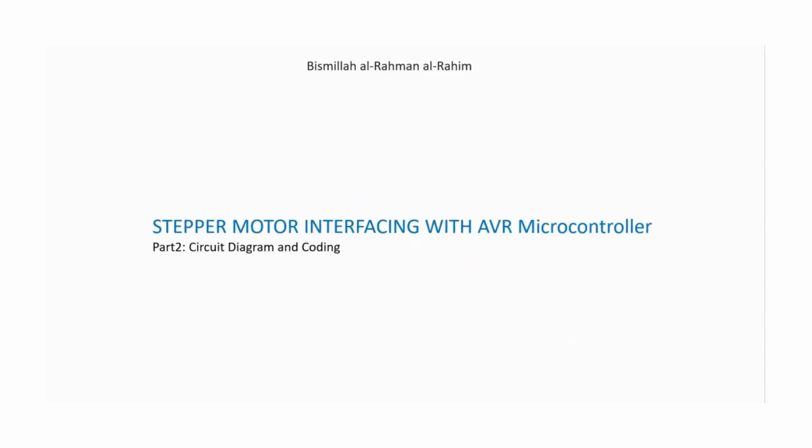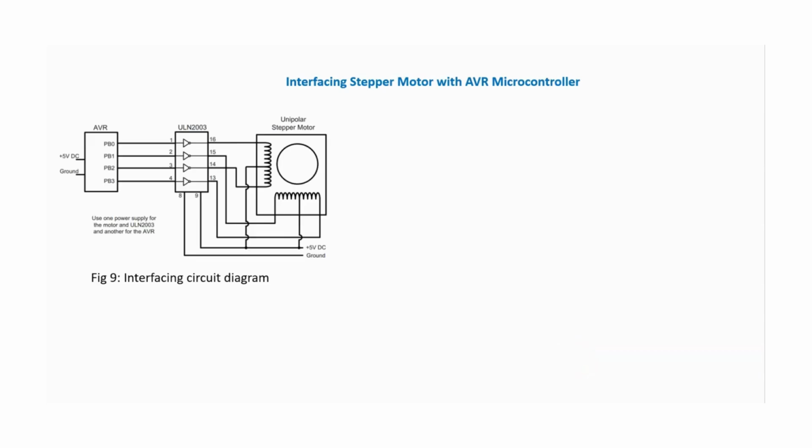Dear embedded systems learners, in this session we will learn about the circuit diagram and coding related to stepper motor interfacing with AVR microcontroller. So let us start. To interface stepper motor with AVR microcontroller, we will first wire the stepper motor with the AVR microcontroller, and then we will write the code.